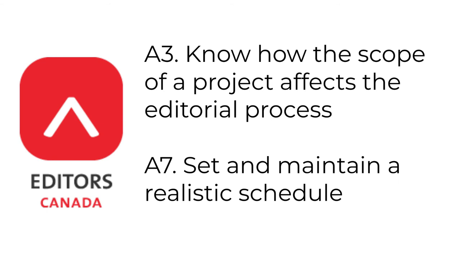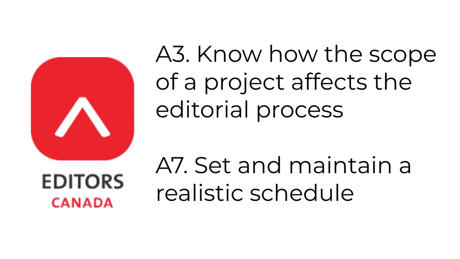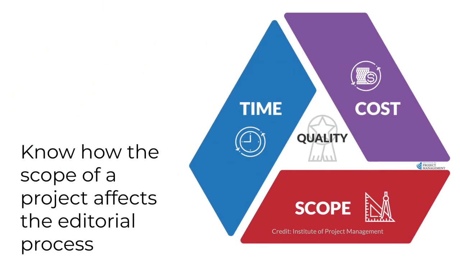The third standard states that editors must know how the scope of an editing project affects processes. And the seventh is related because it focuses on schedules. I introduced the triple constraints to quality in Module 2 and repeated it several times throughout the course. That's because the triple constraints make it clear scope, time, and cost are interrelated. If you change one, the others change.